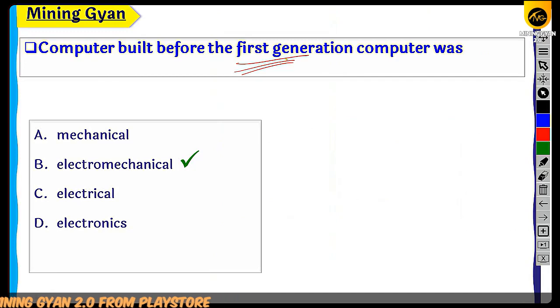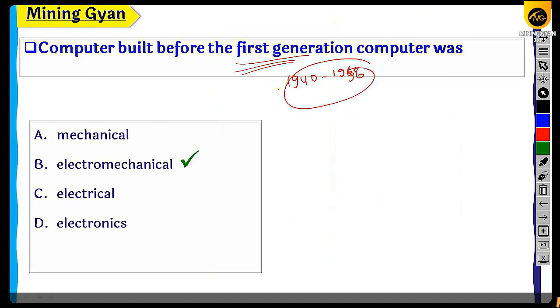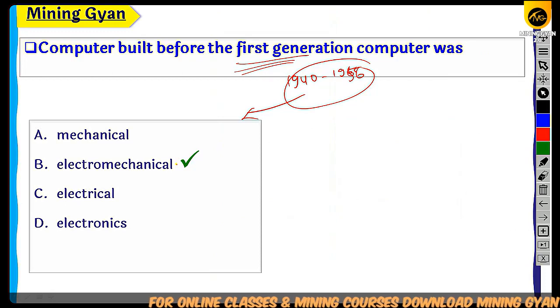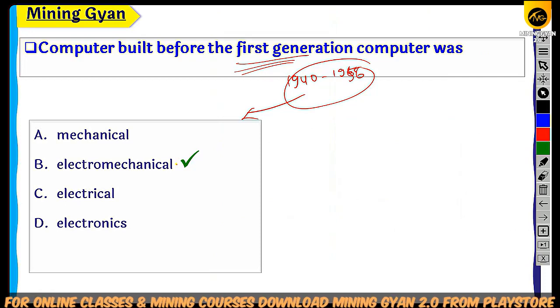The first generation started from 1940 to 1956. This is the duration of the first generation of computers. So before the first generation, all computers were built as electromechanical devices. Like the abacus is a mechanical device. Okay, the Pascaline is a mechanical device. So all the devices developed or built before the first generation were electromechanical devices.